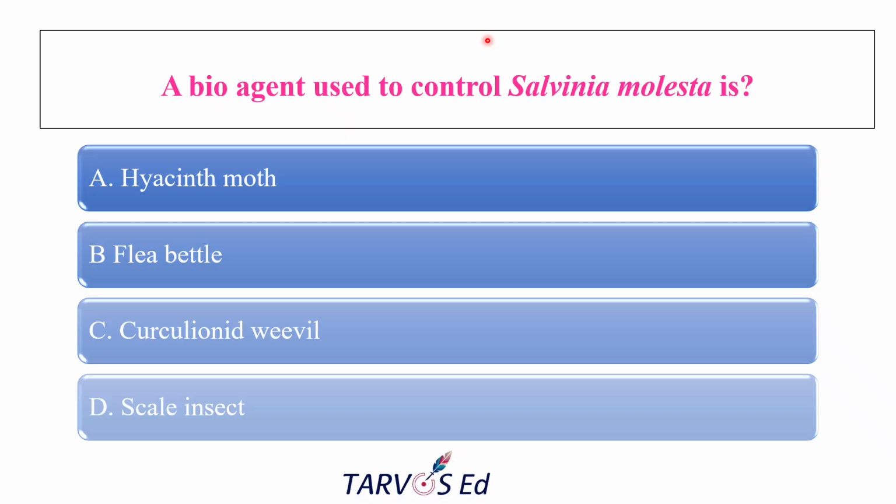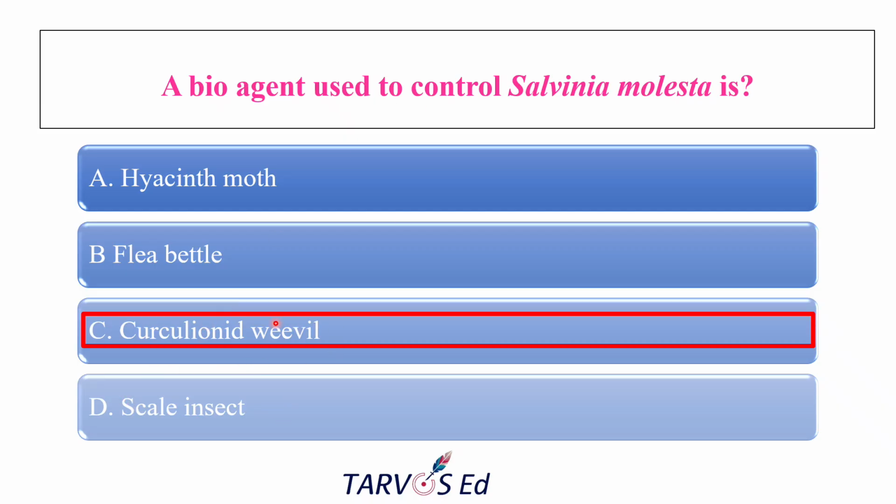What is that, they asked? So the options given for this are hyacinth moth, flea beetle, curculionid weevil, or scale insects. And the correct answer is curculionid weevil. So weevils, beetles and all generally belong to the family Curculionidae. Salvinia molesta, actually, is a most notorious weed. Why? Because it is a fast growing, free floating aquatic fern. It means it is an invasive weed.